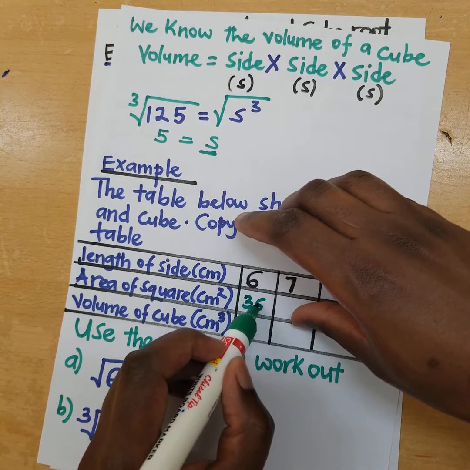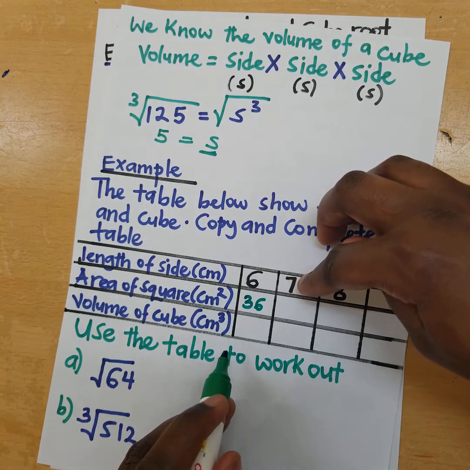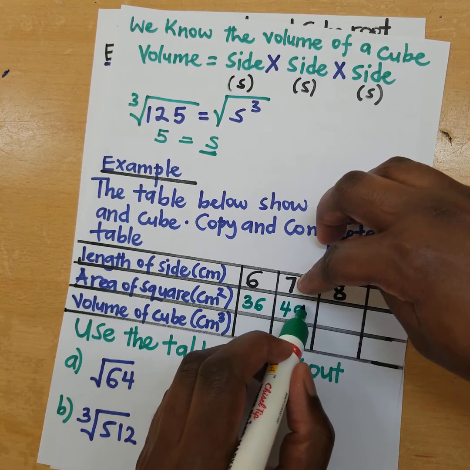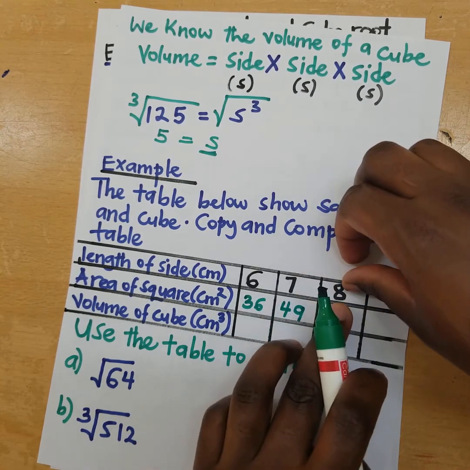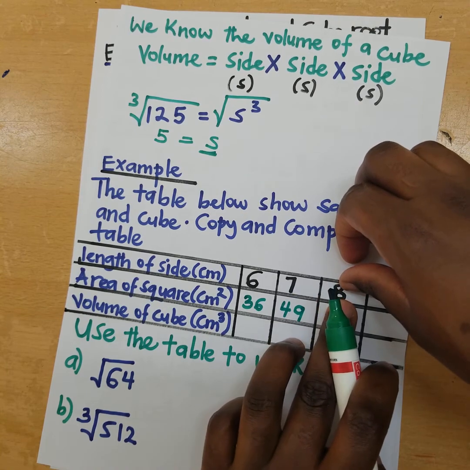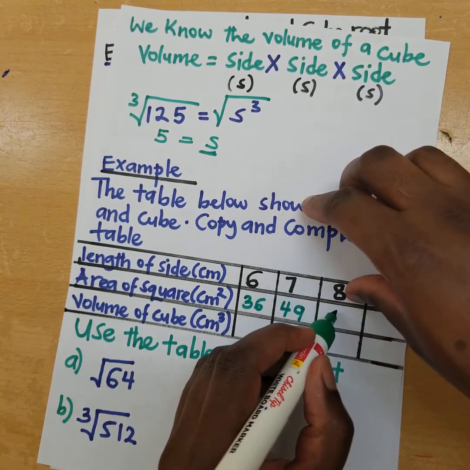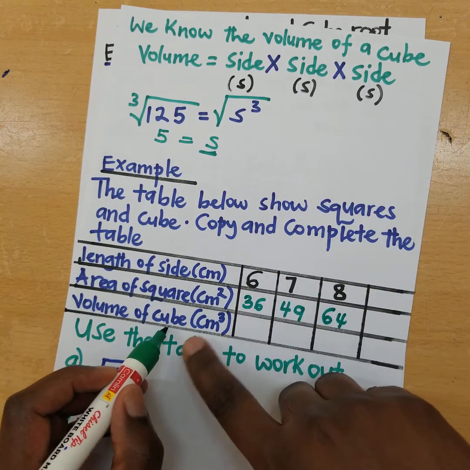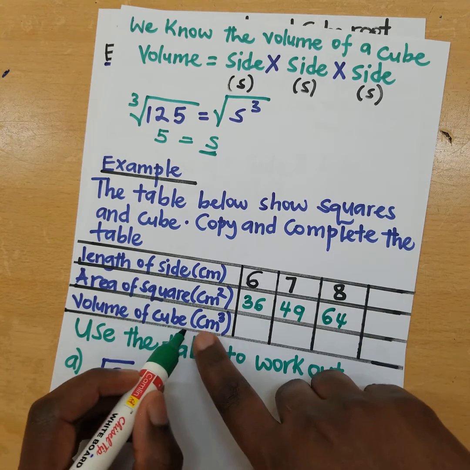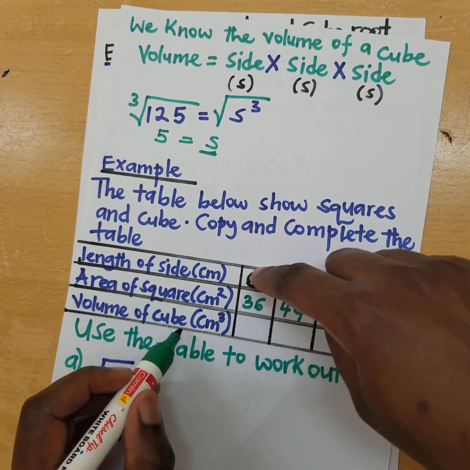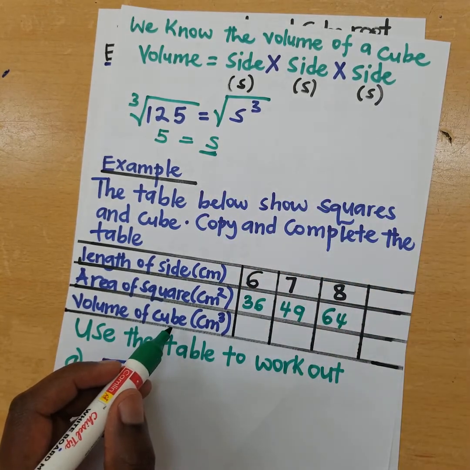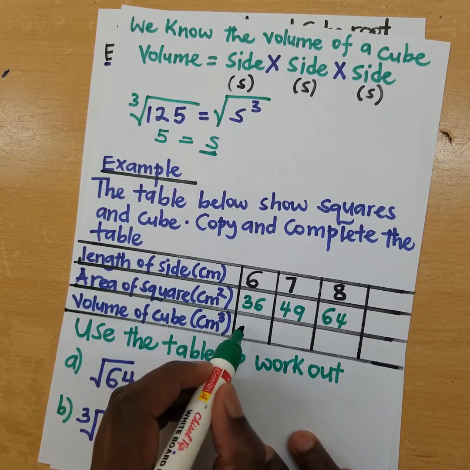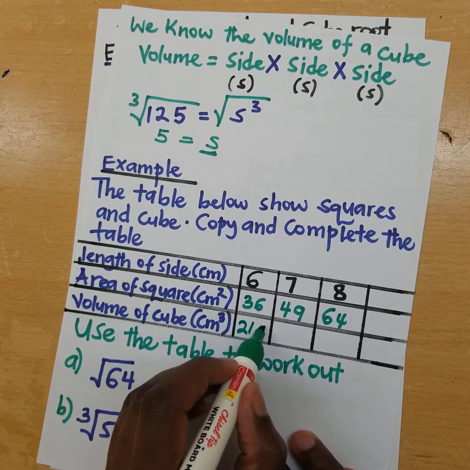I'll get 36. If I multiply 7 2 times, I'll get 49. If I multiply 8 2 times, I'll get 64. Then the cube root. This is the volume of the cube. They're asking you to multiply the same number 3 times. So if I multiply 6 3 times, I'll get 216.